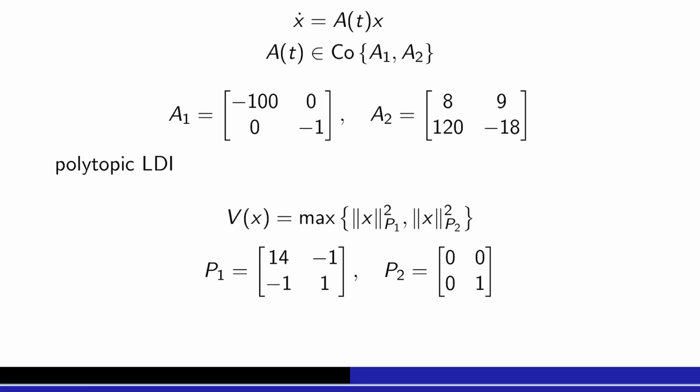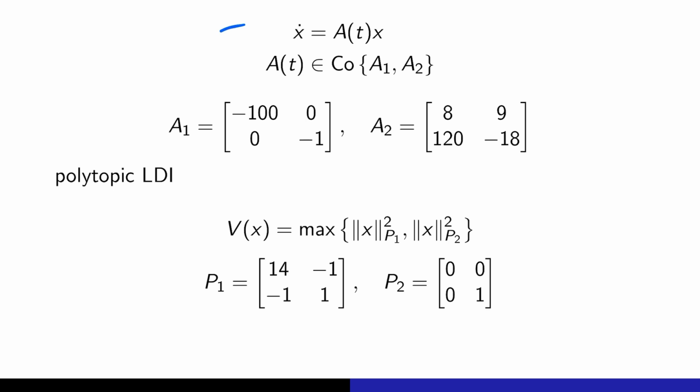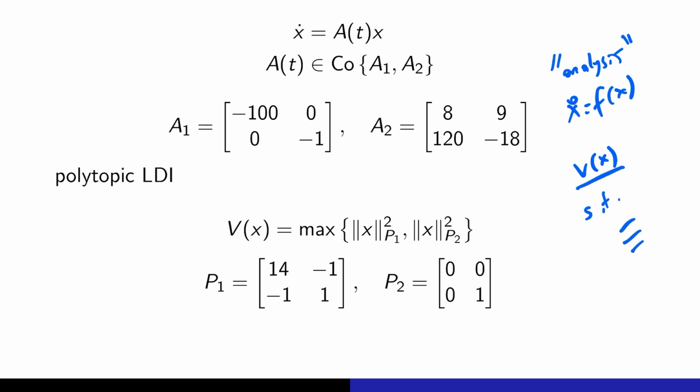Okay, so the problem is, we have this polytopic LDI system, and we also have this Lyapunov function, where P1 and P2 are given by these expressions. So prove the stability. This is, in fact, analysis, right? What's analysis? You give me some type of system, autonomous of course, and we would find V of x such that some type of conditions are satisfied, right?